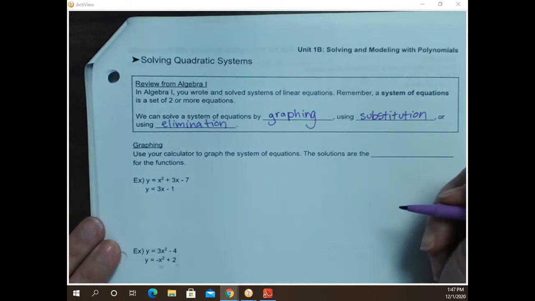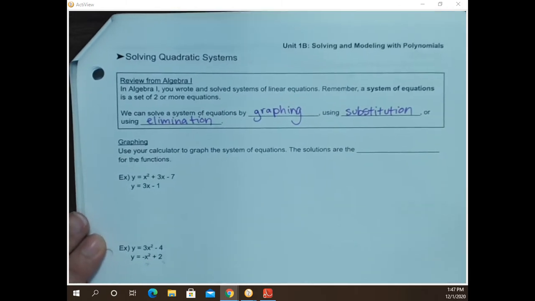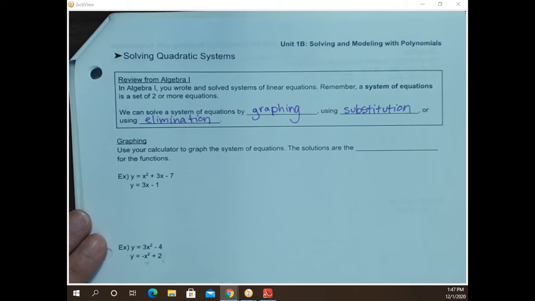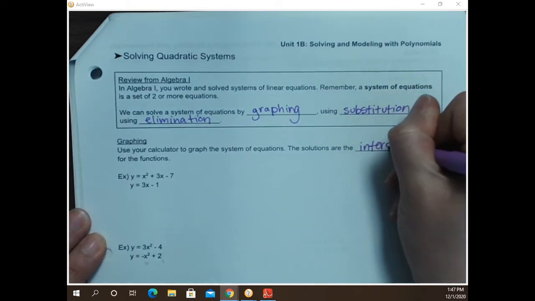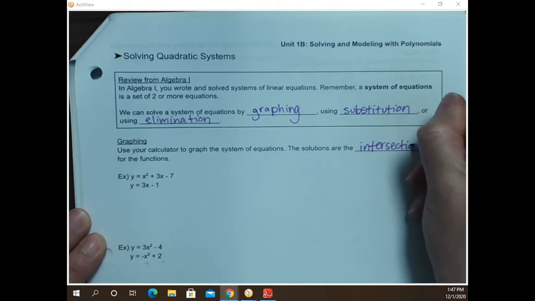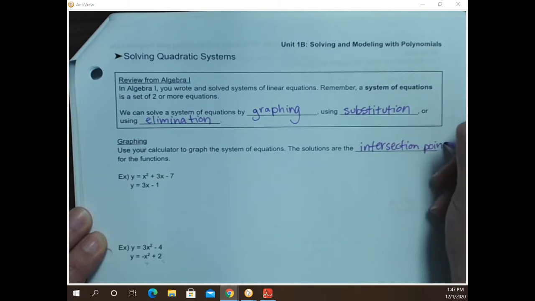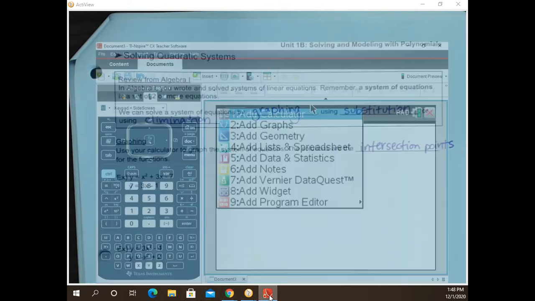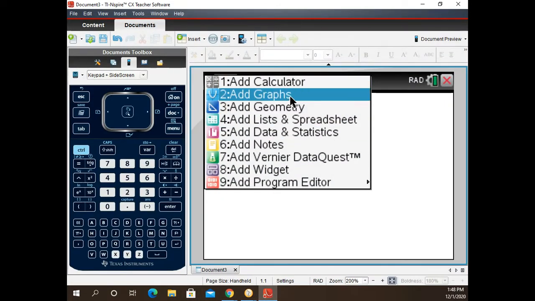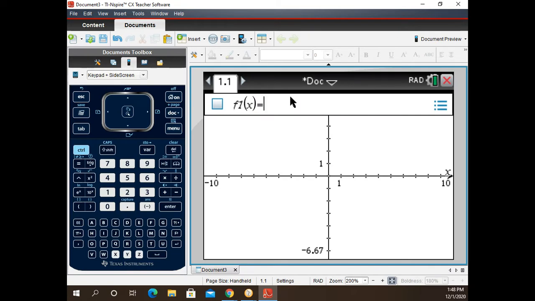But when I'm graphing and looking for solutions for a system, my solutions, however many I have, will be the intersection points for my graphs. Okay, where do my functions intersect? Those are my solutions. So I'm going to pull up my calculator here, and I'm going to graph stuff. So I want a graph page, and I'm going to graph each of those functions for that first example.